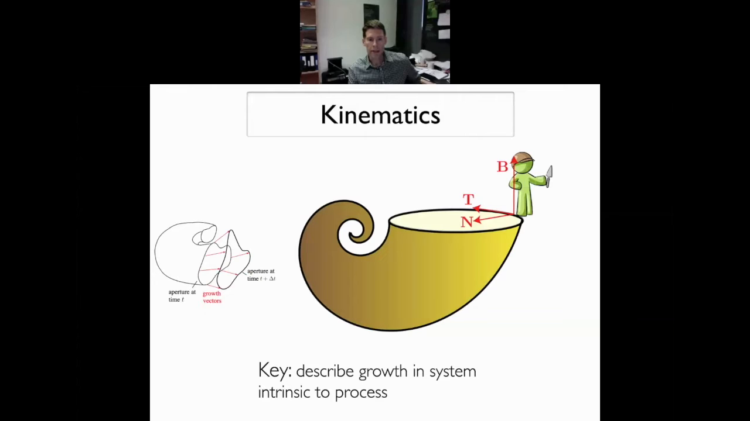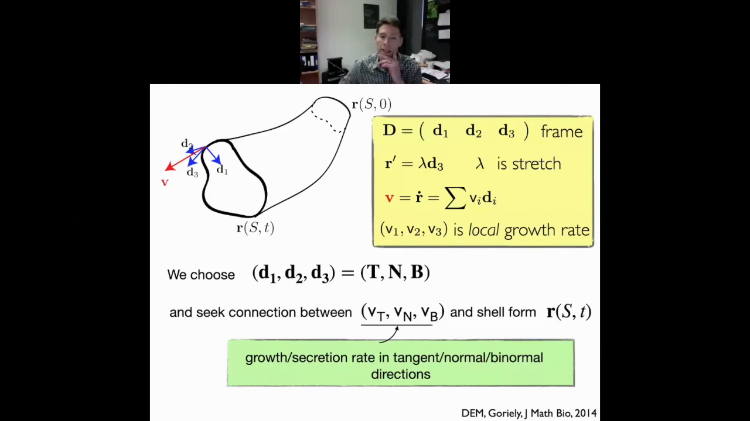The key is that I want to think in terms of a system that's intrinsic to the mollusk and the mantle that's actually secreting this material. So our first step in writing this mathematically is to work in a local basis. I'm going to attach at each point around the aperture an orthonormal basis, which is the tangent, normal, and binormal vectors, as pictured here. One points along the direction of the aperture, one points normal, orthogonal to the tangent, and one points orthogonal to that, the binormal. I'm not going to go into all the mathematics here, but you can write this down using tools of differential geometry for curves.